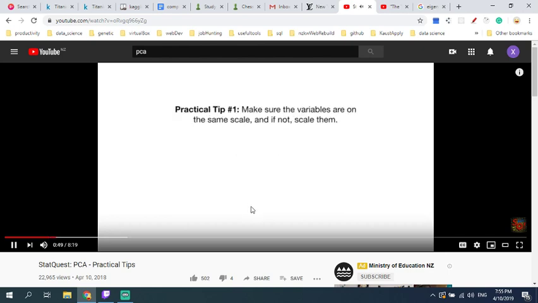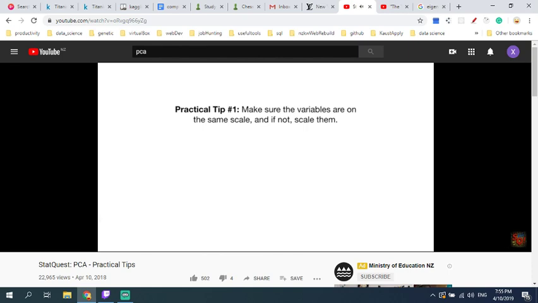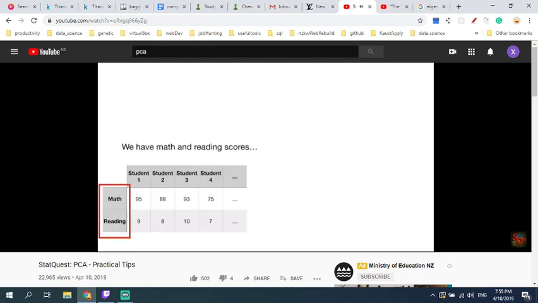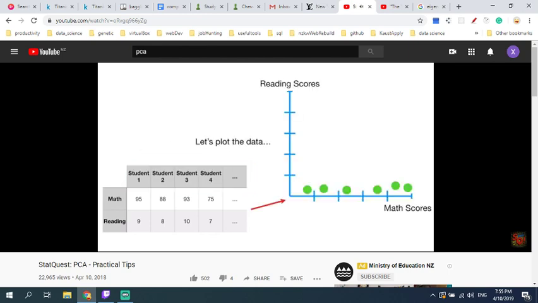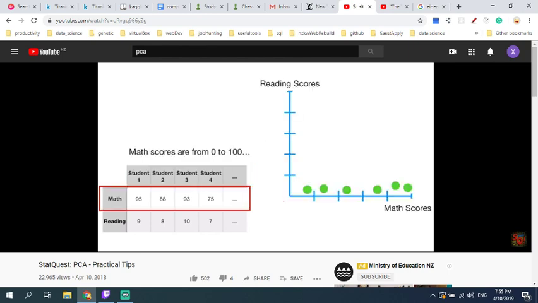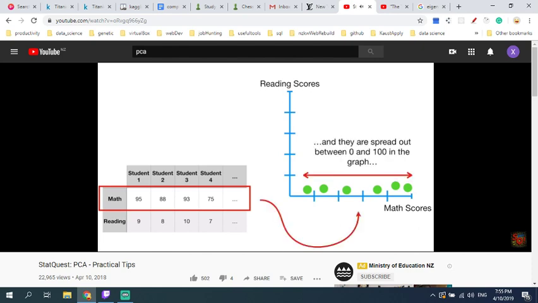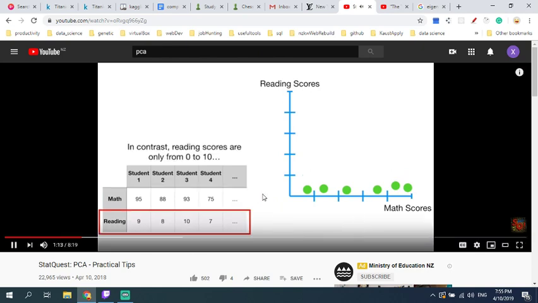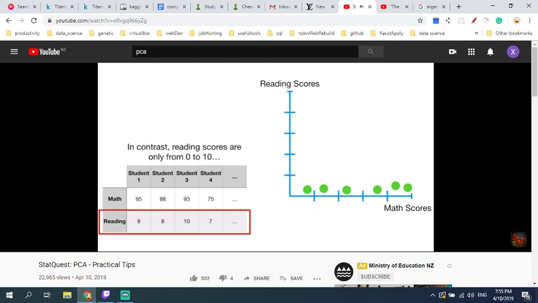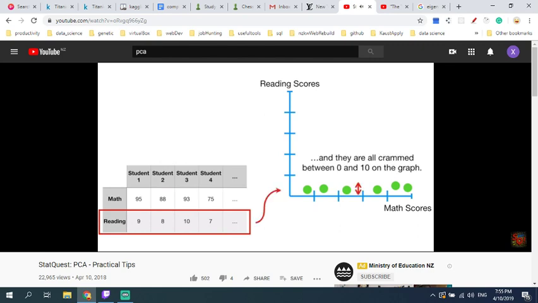Practical tip number 1. Make sure the variables are on the same scale, and if not, scale them. Here we have math and reading scores for a bunch of students. Let's plot the data. Math scores are from 0 to 100, and they are spread out between 0 and 100 in the graph. In contrast, reading scores are only from 0 to 10, and they are all crammed between 0 and 10 on the graph.